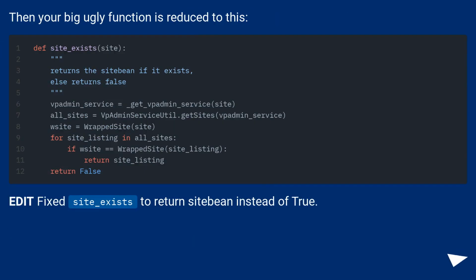Then your big ugly function is reduced to this. Edit: fix site_exists to return site bean instead of true.